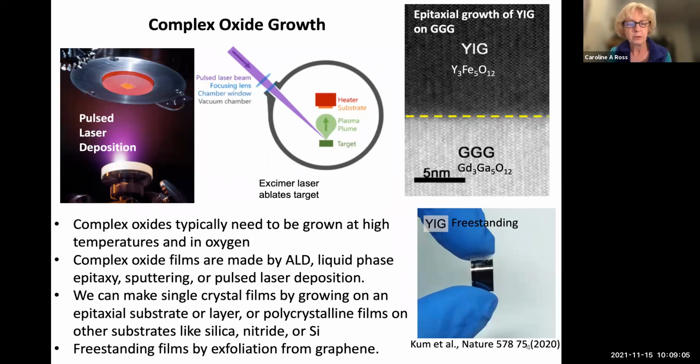We can also make polycrystalline films by growing on top of a non-epitaxial matched substrate, like an amorphous layer of silica or silicon nitride, or some material that doesn't have a lattice match with the material we're trying to grow. And although I'm not going to talk about it here, we can also make freestanding films. And this is actually a freestanding sheet of YIG, about 100 nanometers thick, which is made by an exfoliation process on a garnet substrate and then peeled off.